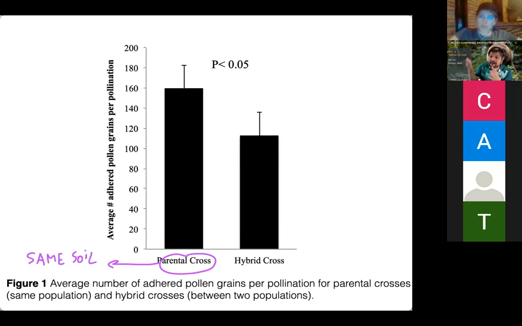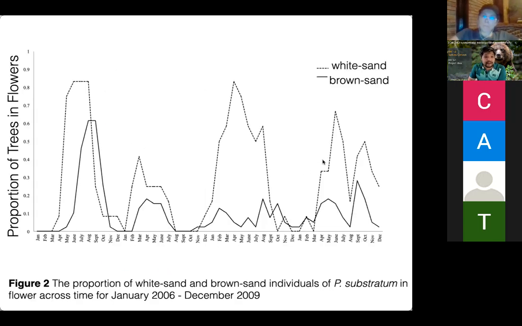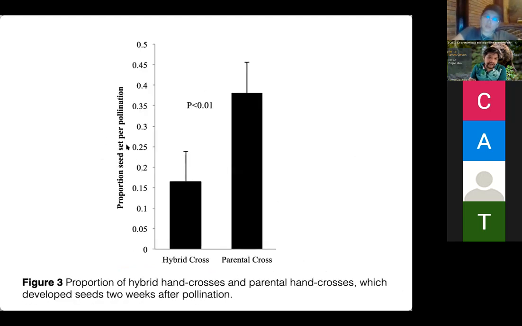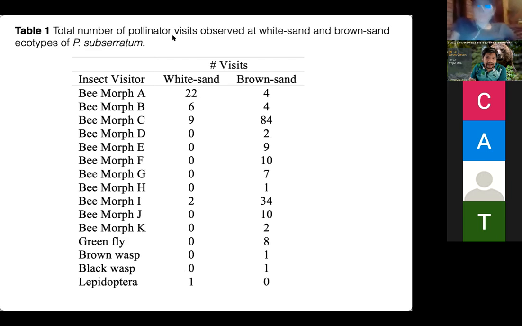the same soil, like brown soil to brown soil, white sand with white sand. The hybrid is white sand mated with brown sand, and they measure adhered pollen grains after pollination, how much of the pollen actually attached to the flower. Number 2 is the flowering times of the populations. Figure 3 is the number of seeds per pollination between parental cross and hybrid cross. And finally, table 1 looks at the pollinators on the white sand.